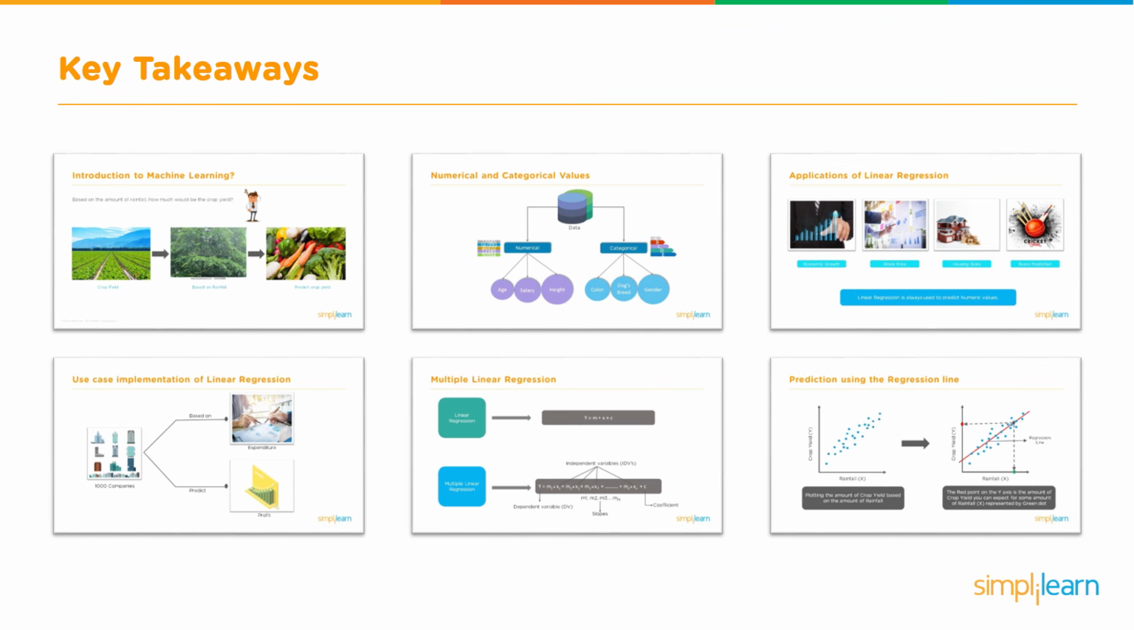Next, we have application of a linear regression model. We had some showing there some different applications you could use it for. We had our use case implementation of linear regression, where we dug in deep, showed how those are set up. We had our multiple linear regression model, so you could see the math behind it. And finally, prediction using the regression line. So we showed you how to predict things on a regression line setup and the actual scripting and code.